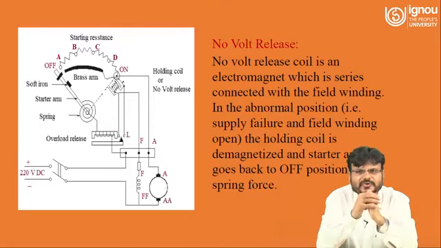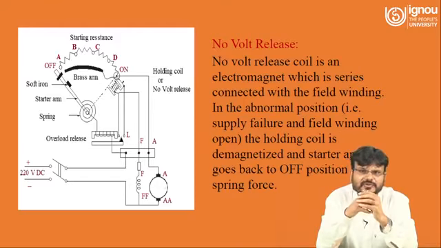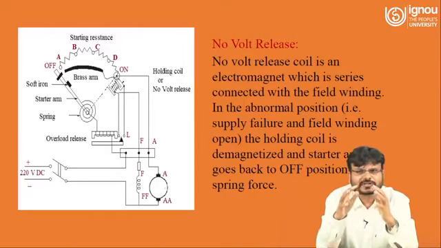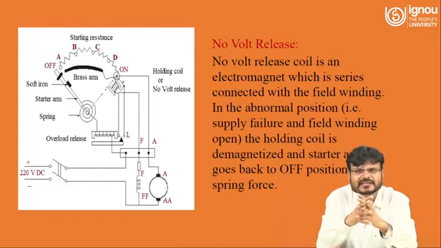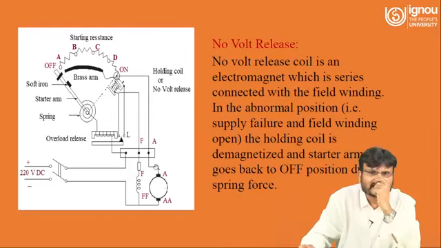And what is that abnormal condition? That is when there is a supply failure, or when the field winding is open, the holding coil is demagnetized and the starter arm goes back to the off position due to the spring force. Suppose there is an open circuit, or a short circuit, or it is blown out. By any means, suppose this circuit is open, so what will happen?